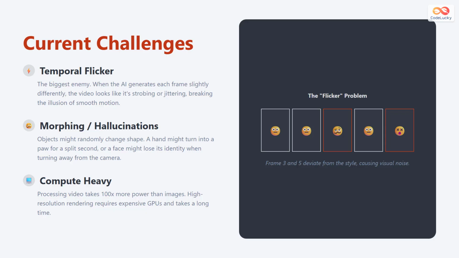However, the technology isn't perfect yet. The biggest challenge is temporal flicker, where the style changes rapidly between frames, creating a strobing effect. We also see morphing, where objects randomly change shape. Additionally, rendering high-quality video is very computationally expensive and takes a lot of time compared to generating still images.